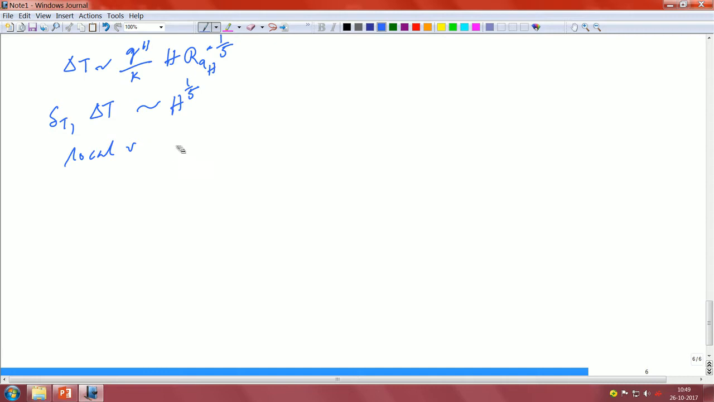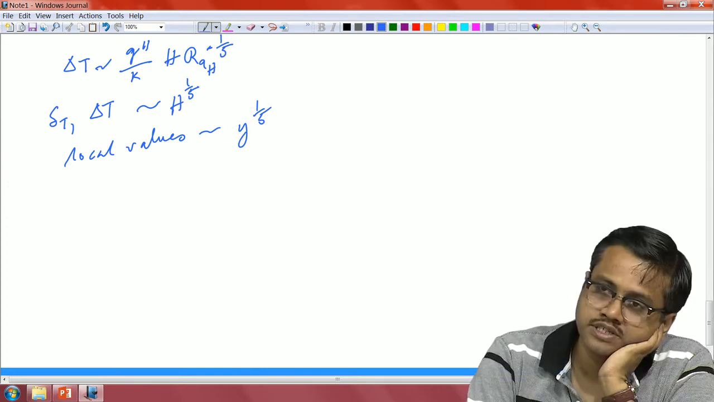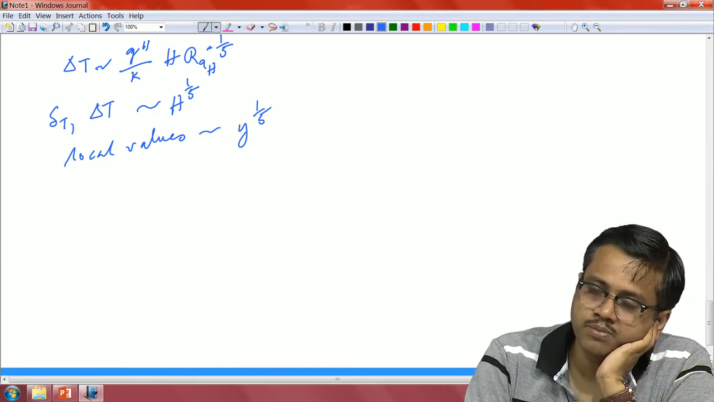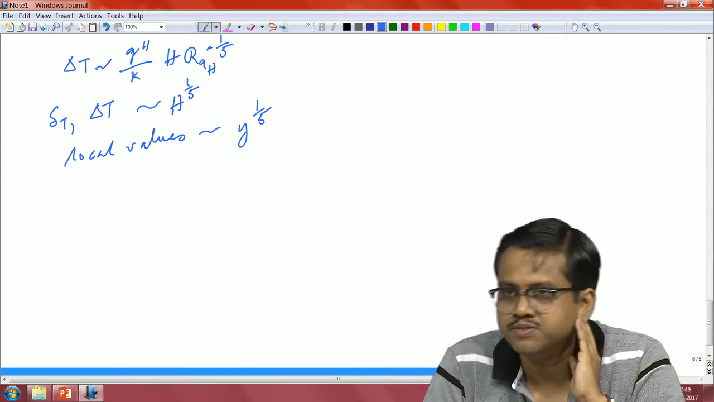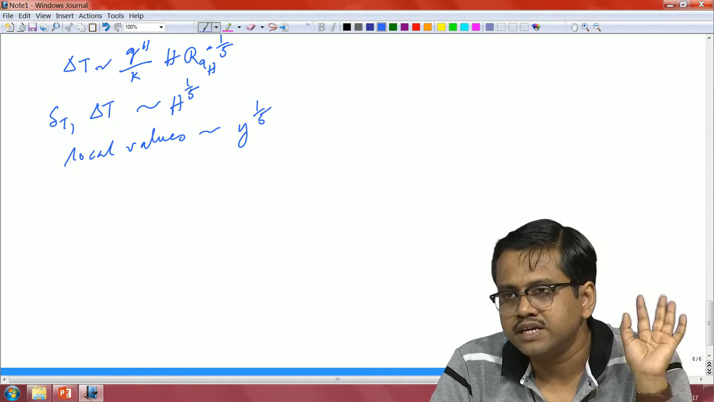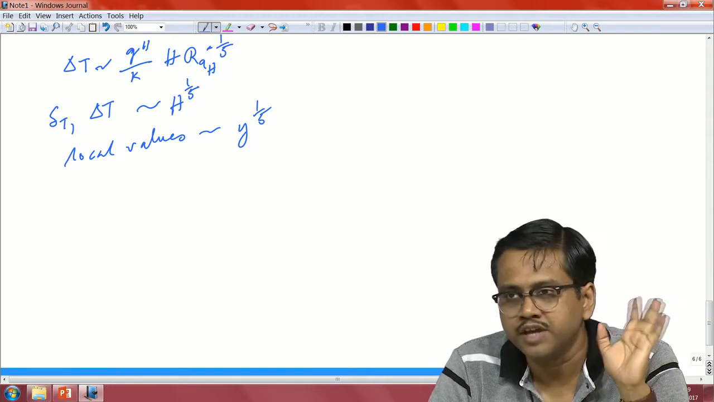So, these will be the average values, the local values will be y to the power of 1/5, right. So, that is the standard. Because recall that a Rayleigh number actually has an h to the power of 4. So, it is basically 1 over h to the power of 4 by 5 and you have an h here. So, that is how this h to the power of 1/5 comes into the picture, in case you are worried about how this h to the power of 1/5 came, right.